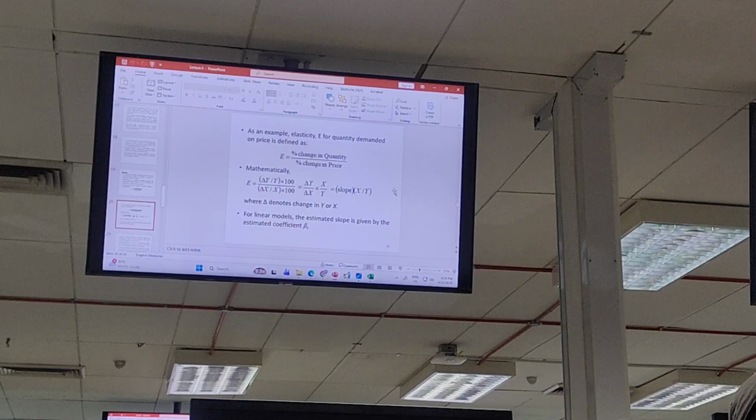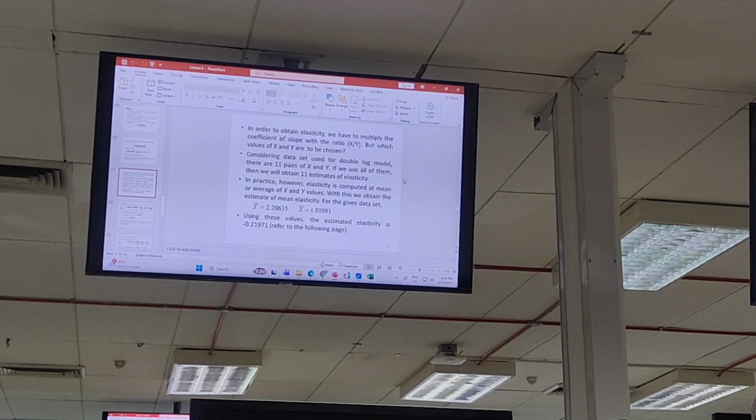So where delta did not change in y or x for the linear model, the estimated slope is given by the estimated coefficient beta 1, beta i. Okay, if you have more than one x, you can have more than one beta.